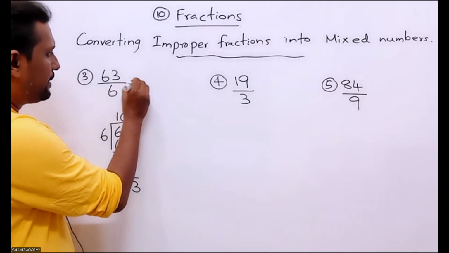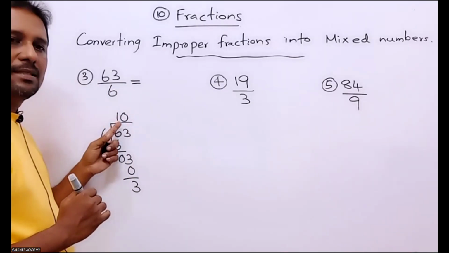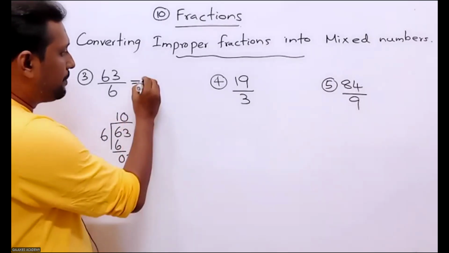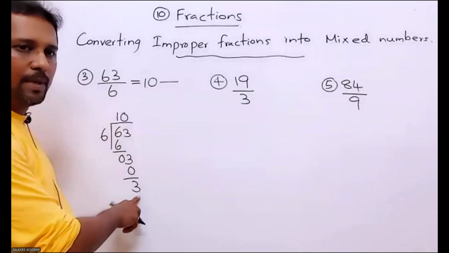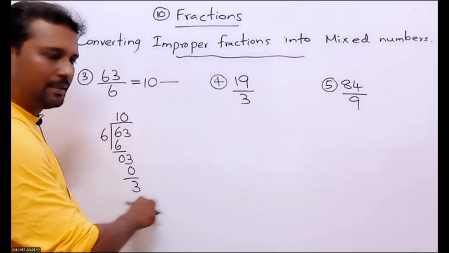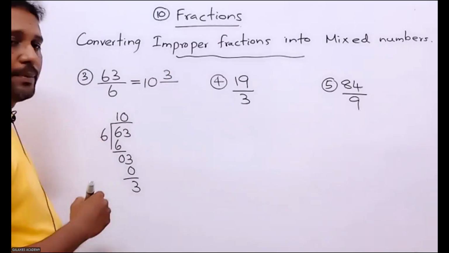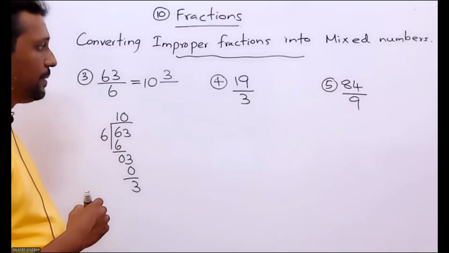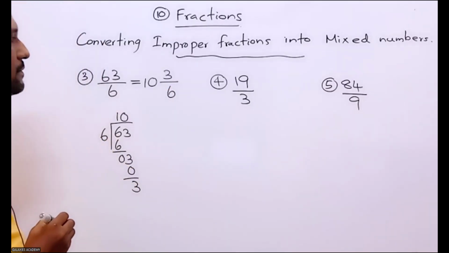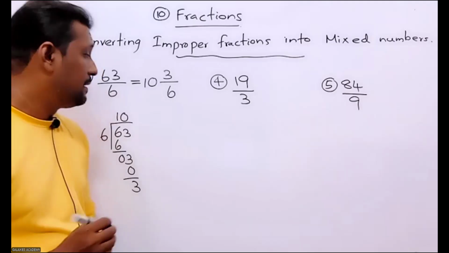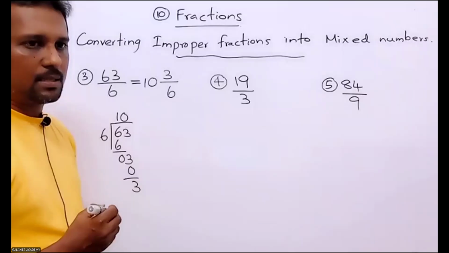Then we can write the relevant mixed number. This answer should be the whole number. So the whole number is 10. This remainder value is the numerator. Numerator is 3. And this divided value is the denominator. Denominator is 6. So what is the answer? 10 and 3 over 6.